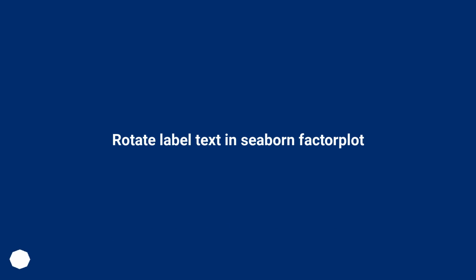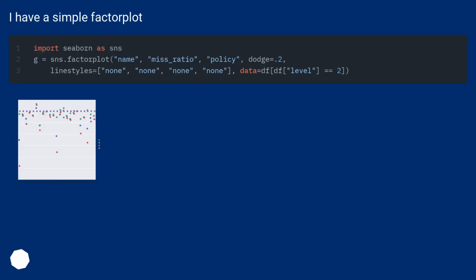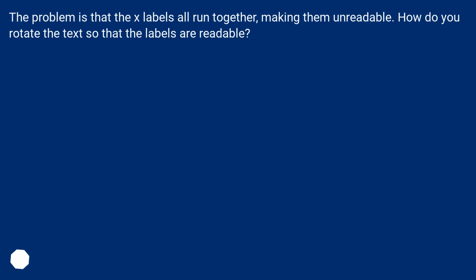Rotate label text in seaborn factorplot. I have a simple factorplot. The problem is that the X labels all run together, making them unreadable. How do you rotate the text so that the labels are readable?